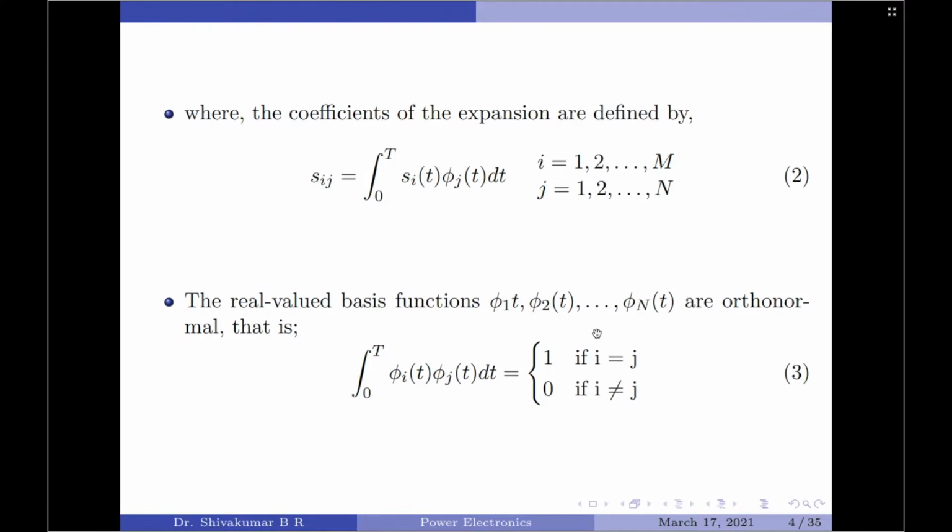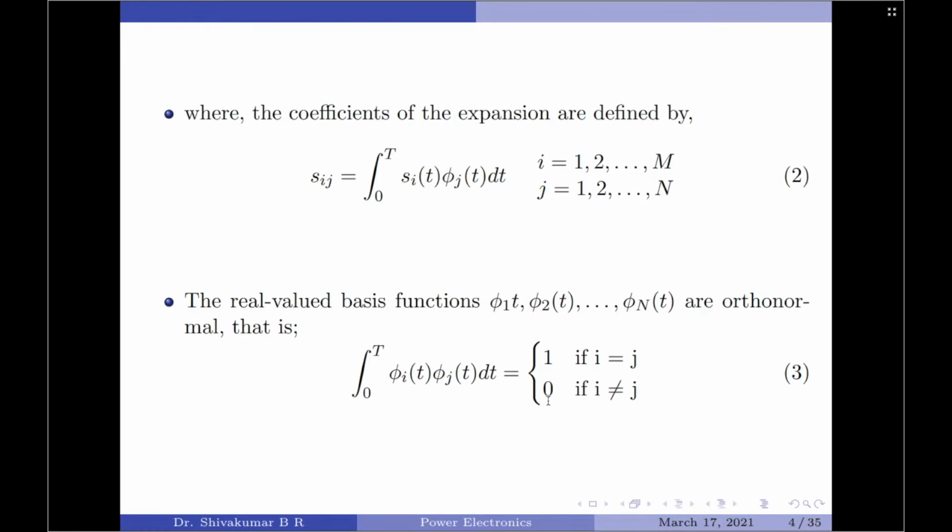In equation 3, we actually state that each basis function is normalized to have unit energy. So, if you replace i equals j into the LHS of equation 3, you will have phi i of t into phi i of t, which you can write as phi i square of t. So, integration of 0 to T phi i square of t dt is equal to the energy. So, when I set i equals j, the LHS of equation 3 represents the energy of phi i of t.